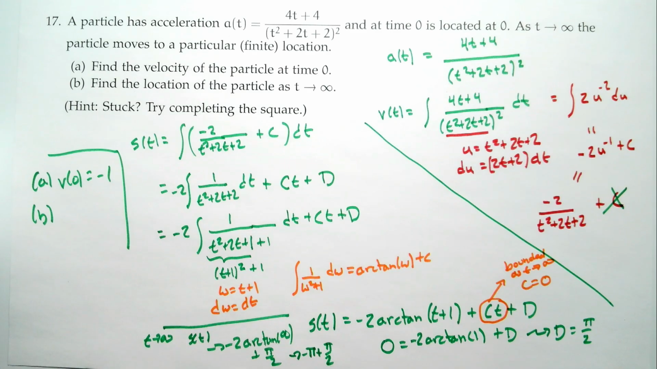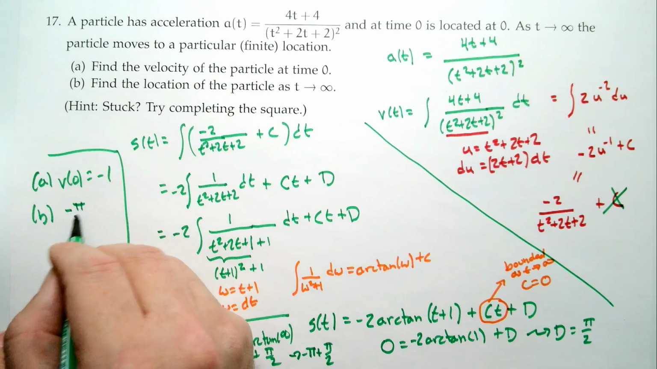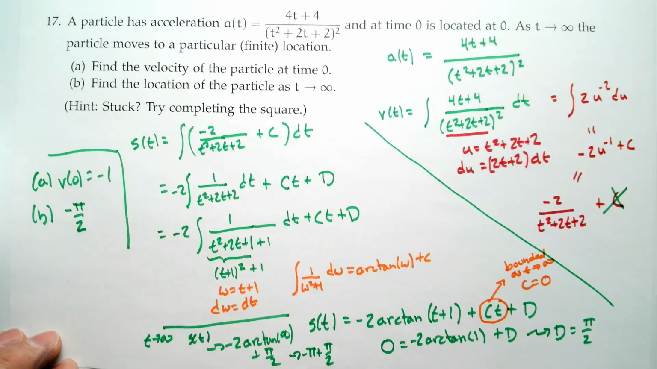So the answer is, where is it moving? It's going to negative pi halves. There's the answer for part B.